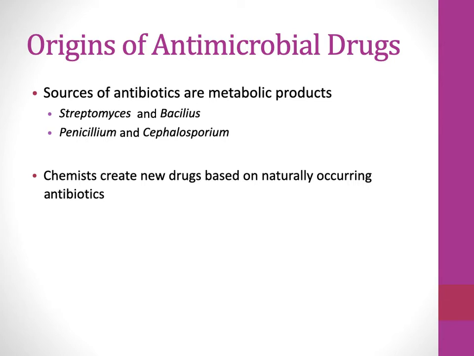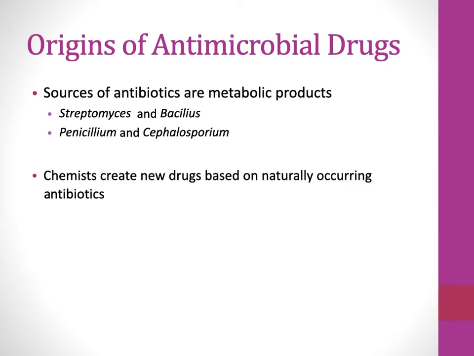So when we look at antimicrobials and where they originate from, originally they were isolated from different types of microbes, because keep in mind microbes are having relationships with other organisms, and so they need to produce metabolic products that can fight, can injure those microbes around them. So examples of this would be Streptomyces and Bacillus. Those are bacteria that different antibiotics have been isolated from, but also penicillin and cephalosporin. So penicillin is the fungus, the mold, from which penicillin was originally isolated.